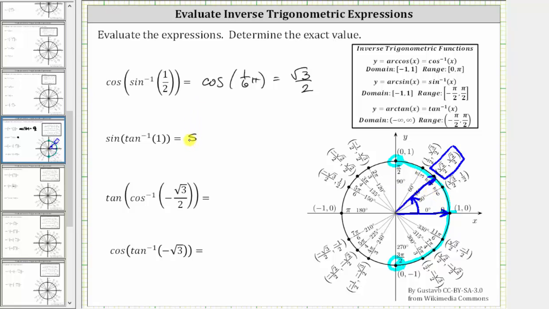This simplifies to sine of 1/4 pi radians. And we already have this angle sketched in standard position. The sine function value is equal to the y-coordinate of square root 2 divided by 2.